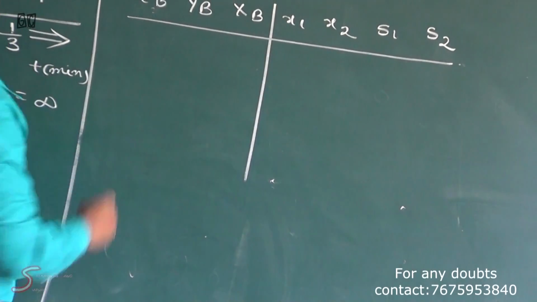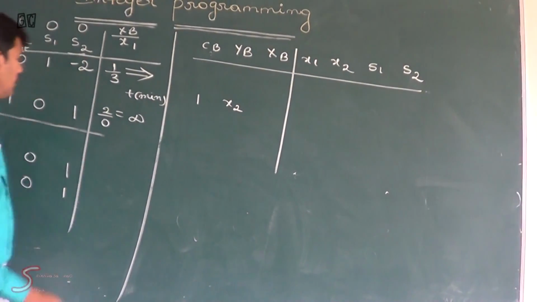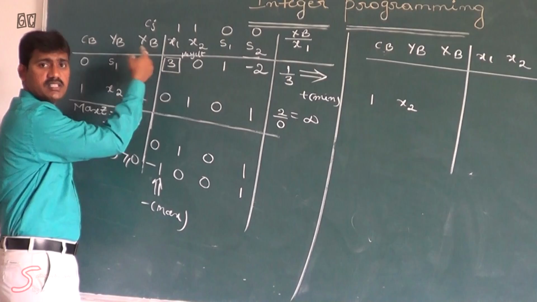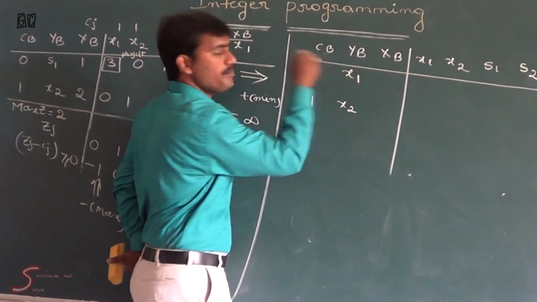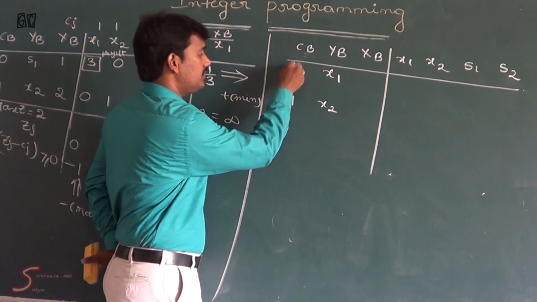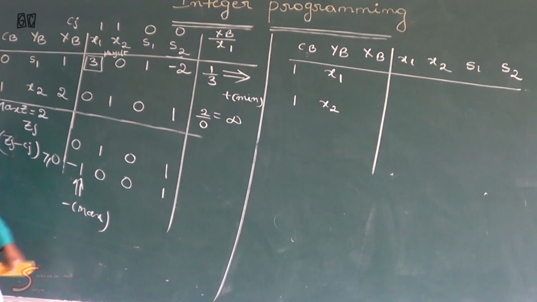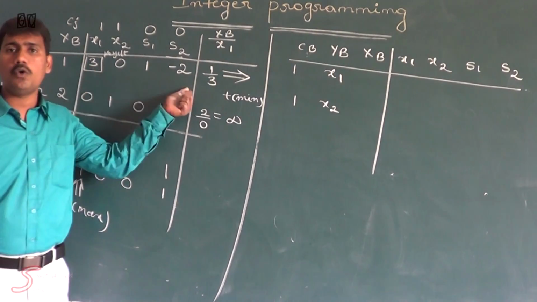So there is no change for x2, the cost will be 1. For this also, x1 is the incoming vector and s1 is the outgoing vector. So x1 will be here, the cost of x1 is 1. Now we have to make this key element unity by dividing by itself. So the key element is 3. I am going to divide this entire row by 3.